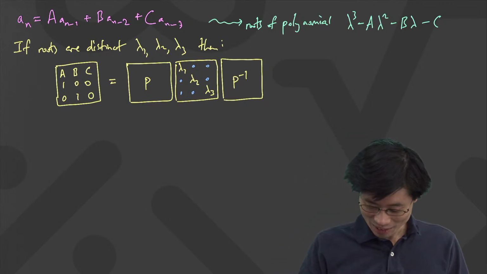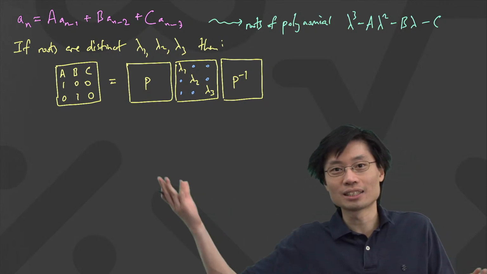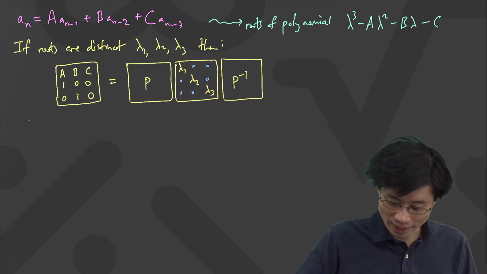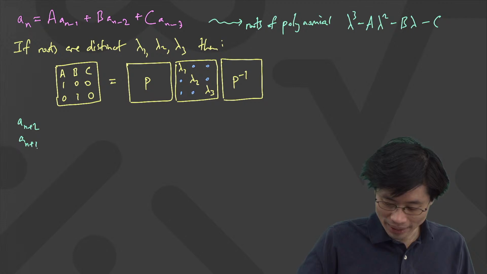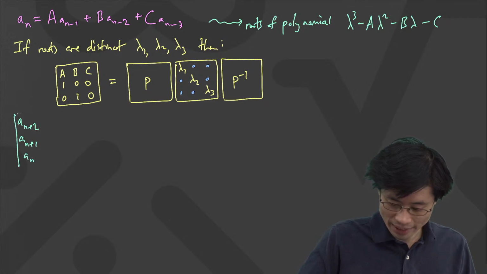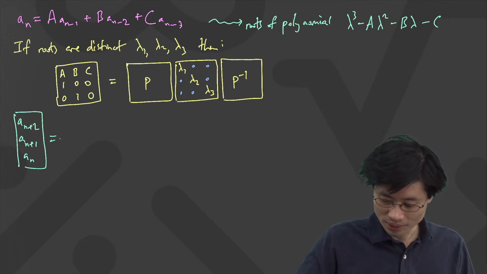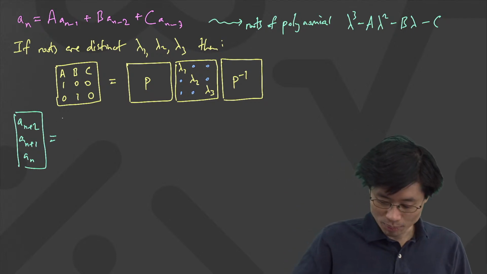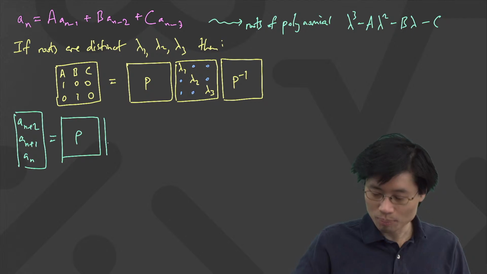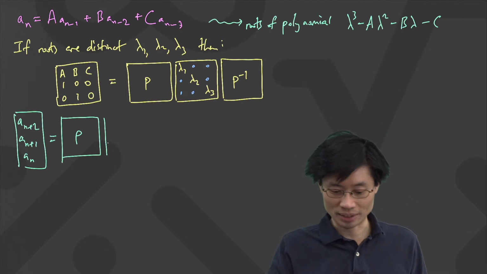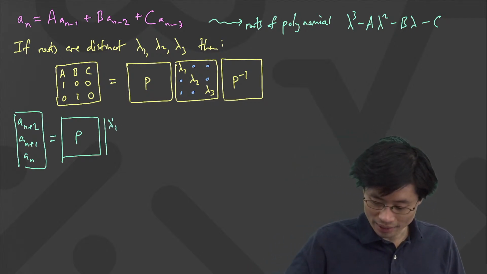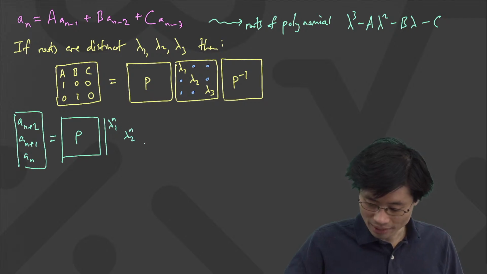Let me keep going. Now what happens next? Oh yeah, I need to take this to the nth power, right? So what I now know is that a_{n+2}, a_{n+1}, a_n, this vector, is equal to the power of the guy. I have this P, that's what survives here, P. If I power the lambda diagonal matrix, this is lambda 1 to the n, lambda 2 to the n, lambda 3 to the n.